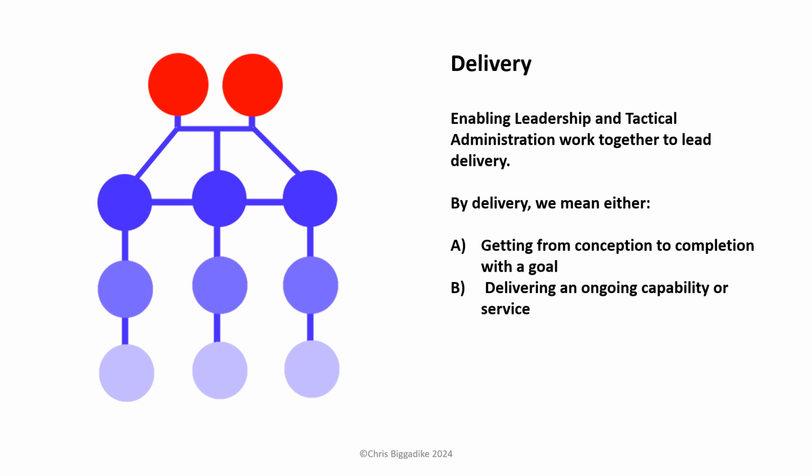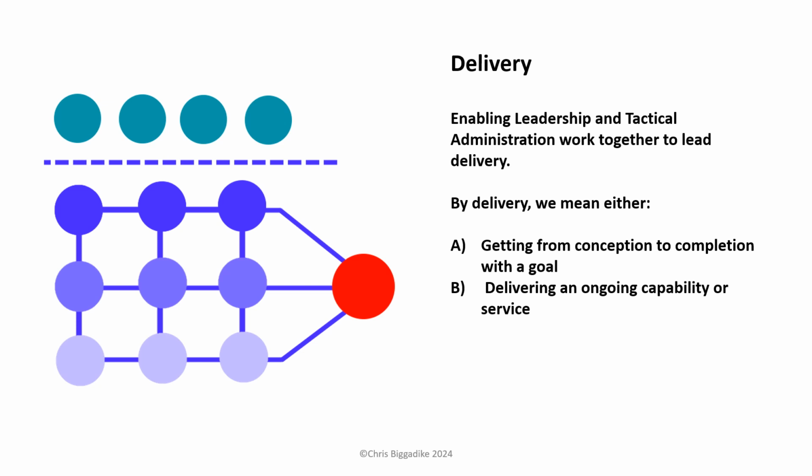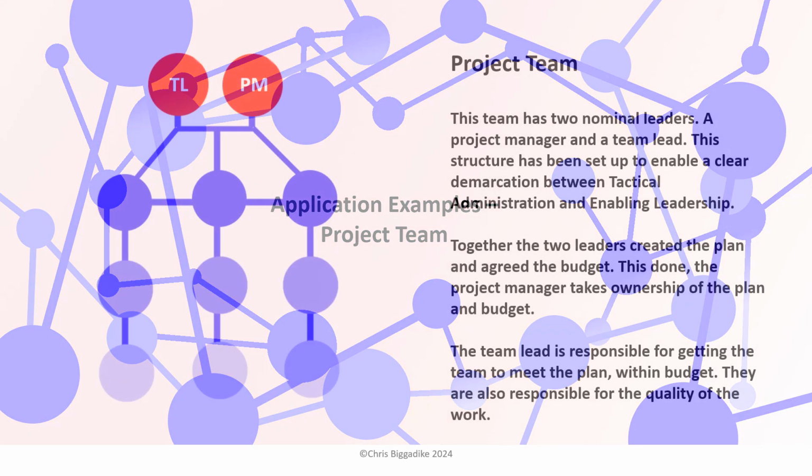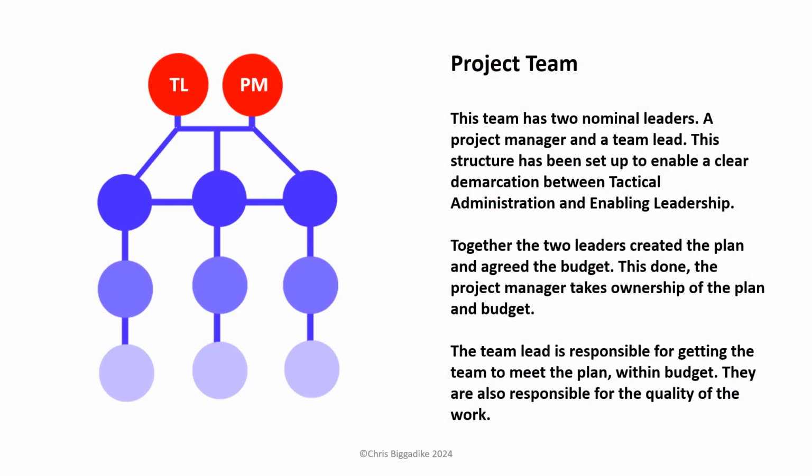Let's take a look at an example of a project team and a service team. Time for some examples. Let's take a look at an example of a project team. And this team here has two nominal leaders, a project manager and a team lead, shown red in the diagram to the left. This structure has been set up to enable a clear demarcation between tactical administration and enabling leadership.